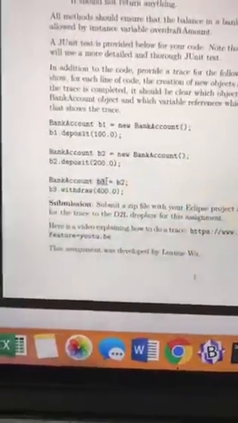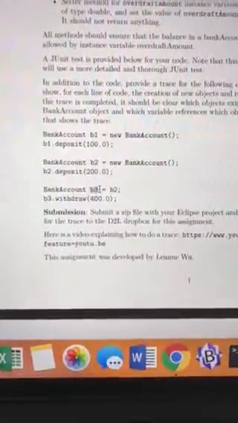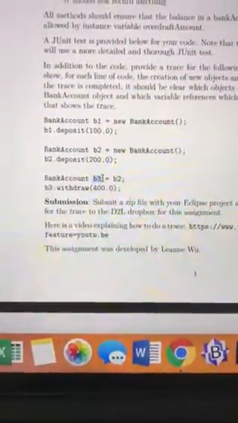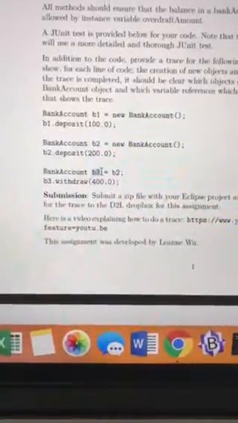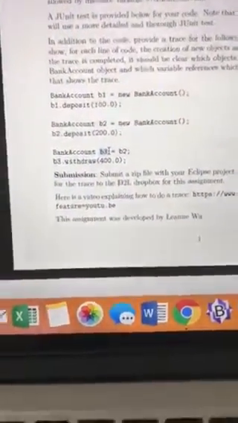Okay, so the following says to trace this code. Basically it says BankAccount b1 equals new BankAccount, so it creates a new bank account object. And then b1.deposit, so it deposits 100. BankAccount b2 equals new BankAccount, b2.deposit again. And then it says BankAccount b3 equals b2, b3.withdraw 400.